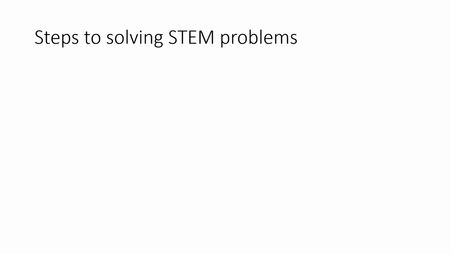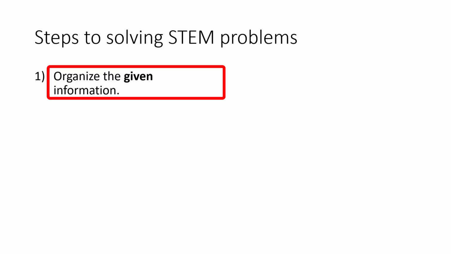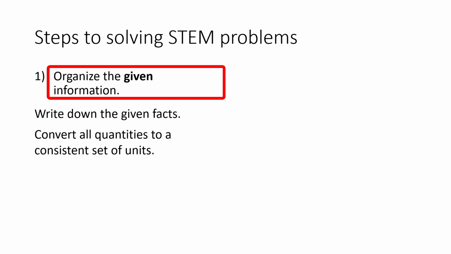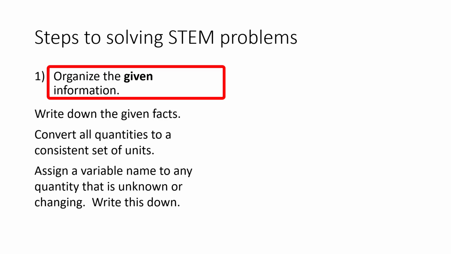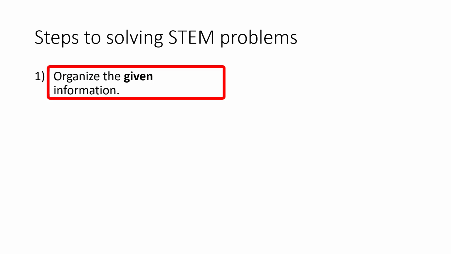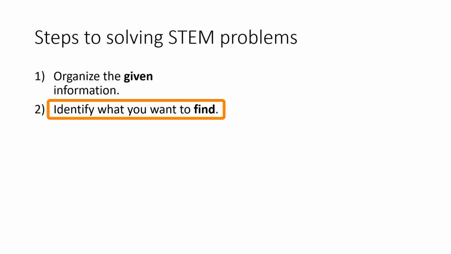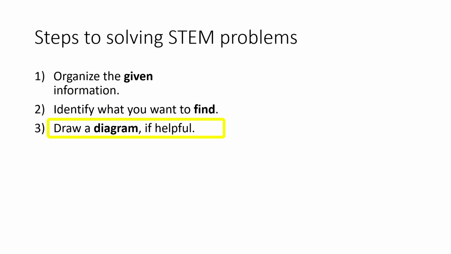The first step is to organize the given information. Write down the given facts, convert all quantities to a consistent system of units, and assign variable names to any quantities that are unknown or changing. Next, identify what you are trying to find and write that down. Sometimes a diagram is useful, depending on the problem.